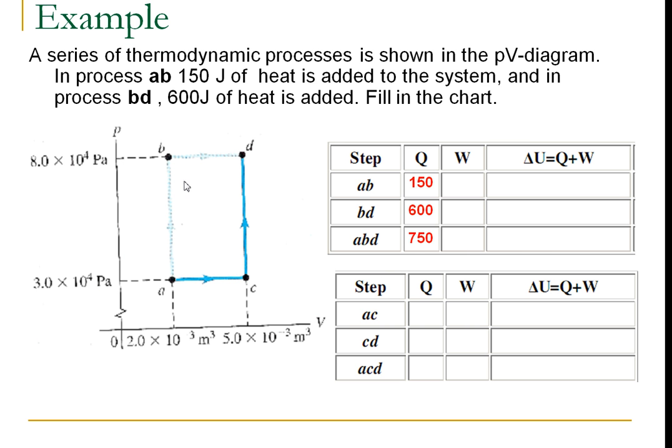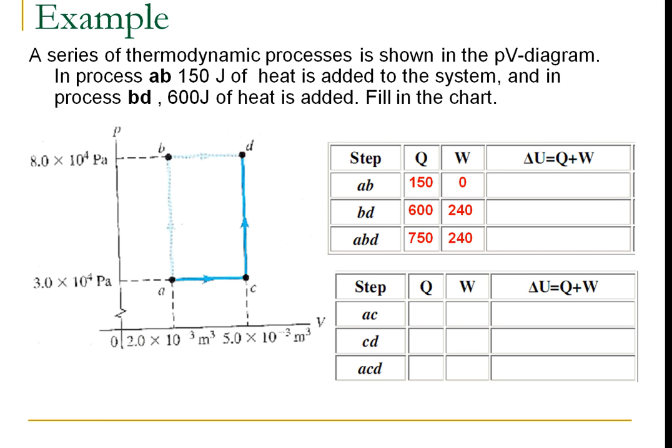From A to B, there is no volume change, so I have 0 work done. From B to D, the work is going to be P, or 8 times 10 to the 5th pascals, times delta V, or 5 minus 2, or 3 times 10 to the minus 3 meters cubed. So I get a work done of 240 joules. So from A to B to D, I add those two, and I get the work done is 240 joules.